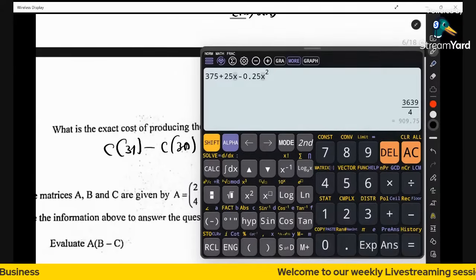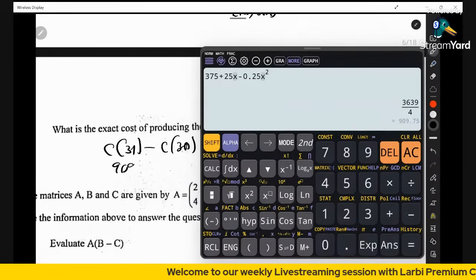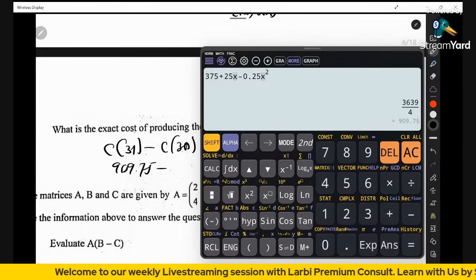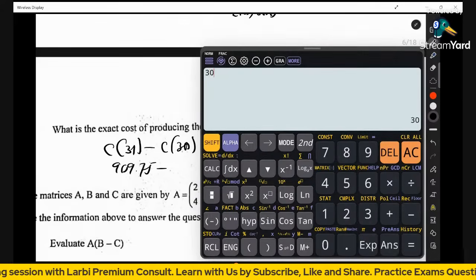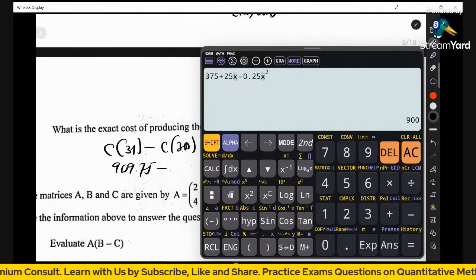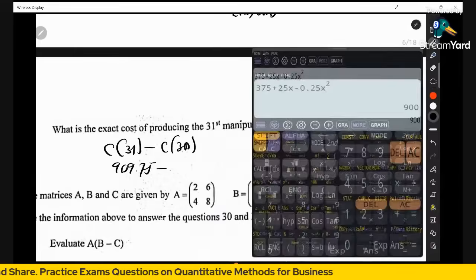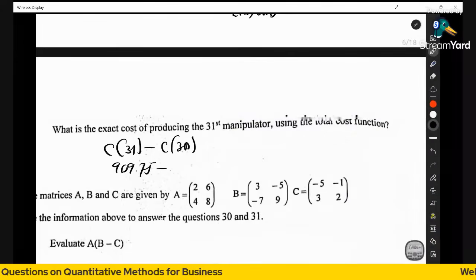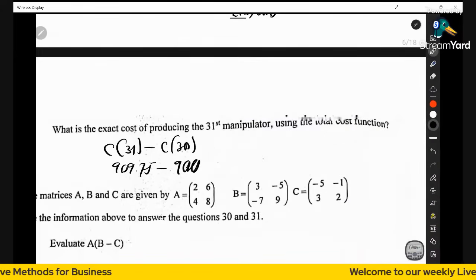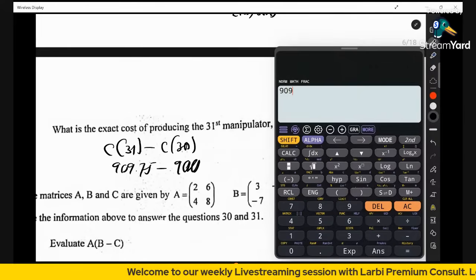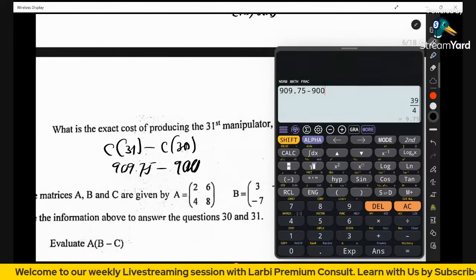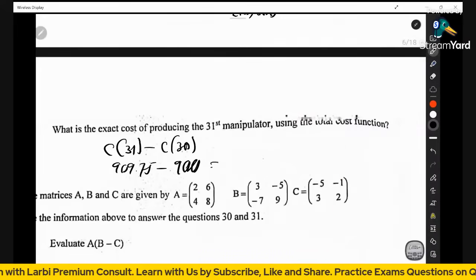So here at the cost, I'm getting 901.75. And I also do the same. I press solve, I don't change anything, and then solve for 30. I press the equal sign. That one I was getting 900 here. So minus 900. All right, once you're able to get it, take the difference between the two. So when I have 909.75 minus 900, I'm getting 9.75.